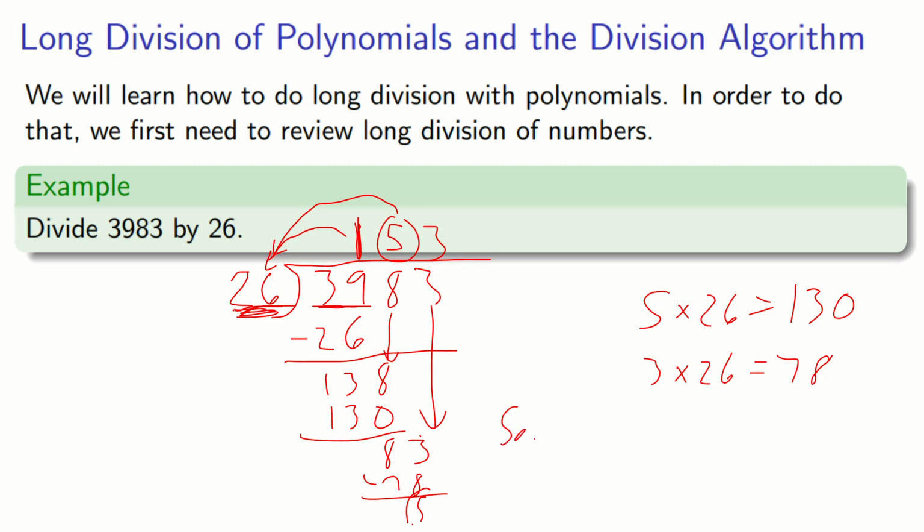So my answer to 3,983 divided by 26 is 153, but I have a remainder here. I have this 5 as a remainder. Because the 5 is a remainder, then it's 153 and 5 over 26. I'm usually not a fan of mixed numbers, but that's the rules here. And we'll discuss how these things work later on, right? So that is how we do long division. And what we'll find is that polynomial division is done exactly the same way.